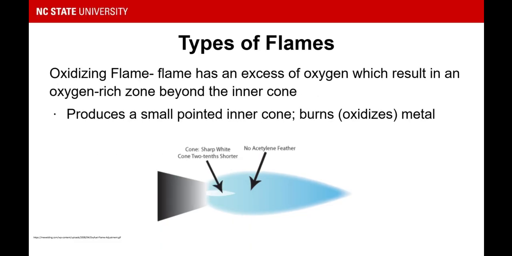The last one here, if you go too far in the other direction and add too much oxygen, you get what we call an oxidizing flame, which is a flame that has excess oxygen, which results in an oxygen-rich layer beyond the inner cone.